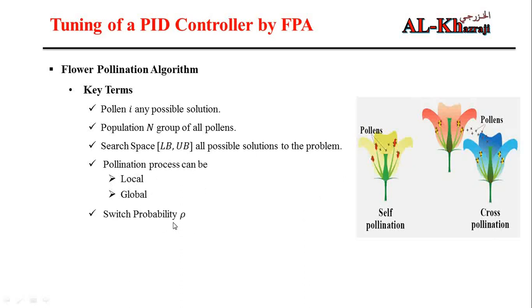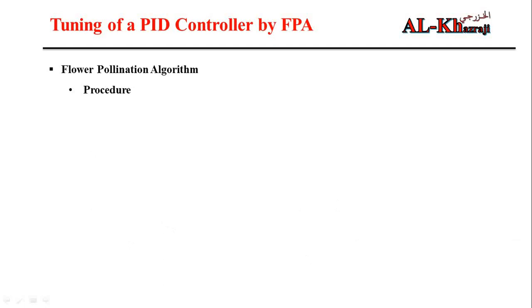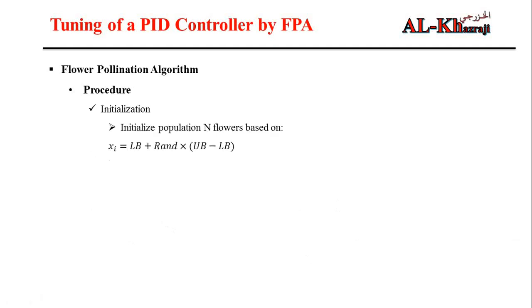And then we need to have the switching probability, which is to switch between these two mechanisms. Now, the procedure. The first stage is the initialization, which is that you have n of the population, and you need to set these values.